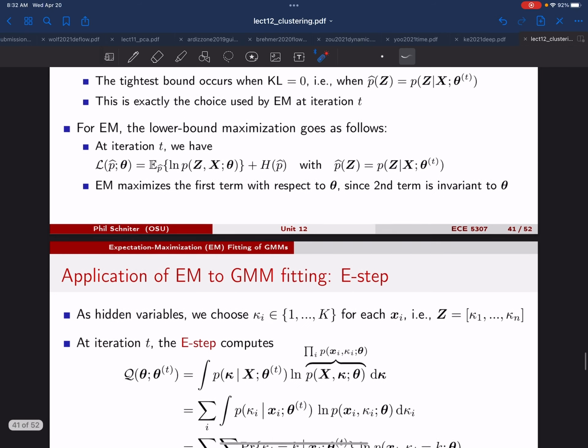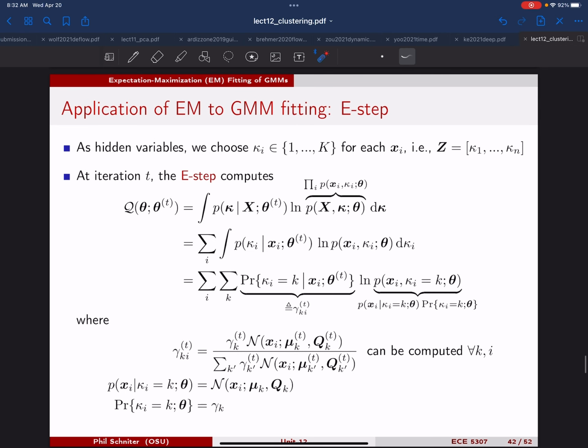Okay. So in our Gaussian mixture model fitting, we have identified some nice hidden variables. So the hidden variable we're going to use is kappa i. For every sample in our data set, we want to know which cluster that belongs to. So kappa i is an integer from 1 to k. And so basically in our EM notation, this variable z that we've been talking about is just going to be a vector of all our different kappas for all our different data points, kappa 1 through kappa n.